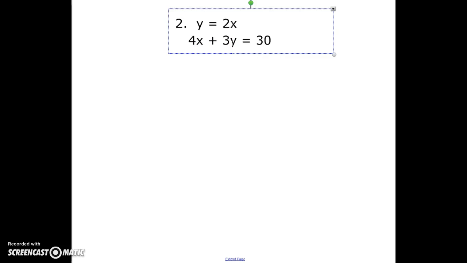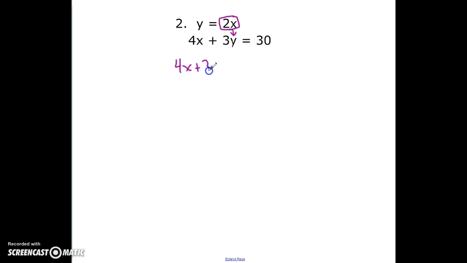Moving on, number 2. I have one equation that's set as y equals and another equation in standard form. So since I have one variable isolated here, then I would just use substitution. So I know that my y equals 2x. So wherever I have a y in my equation, I replace it with 2x. So I have 4x plus 3 parentheses 2x equals 30.